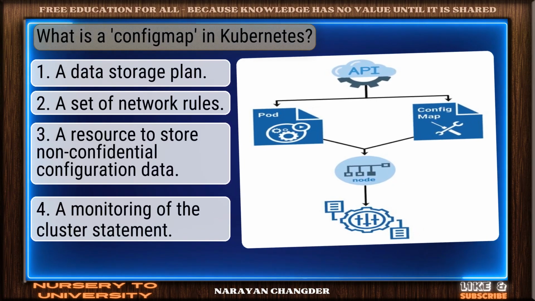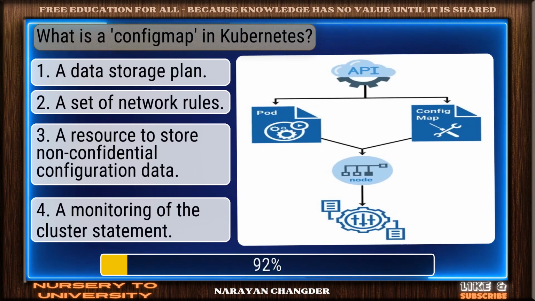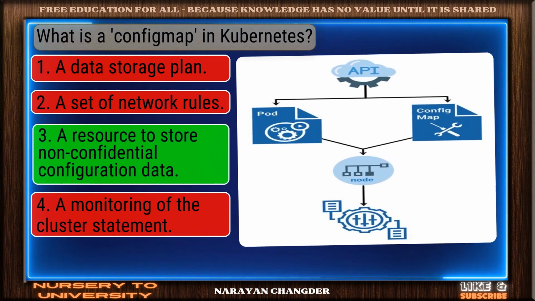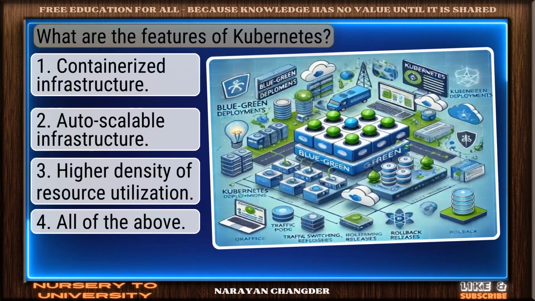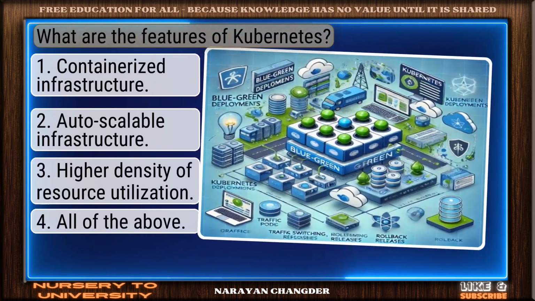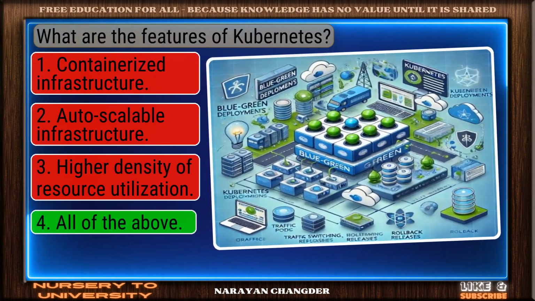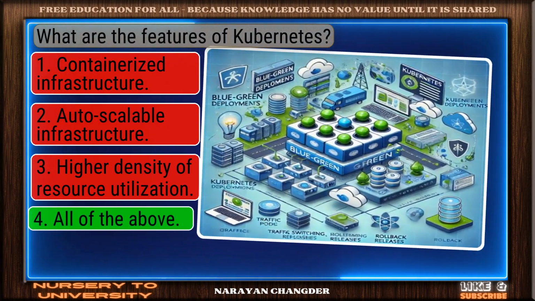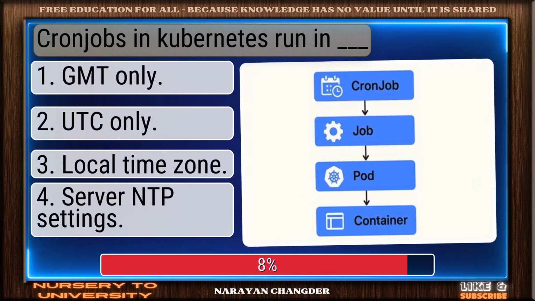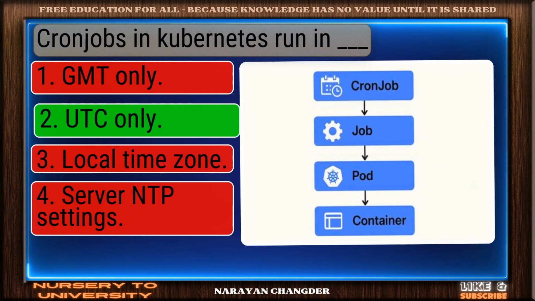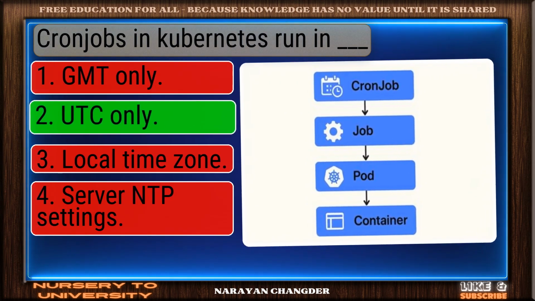Question number 69. What is a config map in Kubernetes? Well picked. A resource to store non-confidential configuration data is the correct answer. Question number 70. What are the features of Kubernetes? Smart move. All of the above is an accurate answer. Question number 71. Cron jobs in Kubernetes run in dash. Nice work. You chose say only, and it is correct.